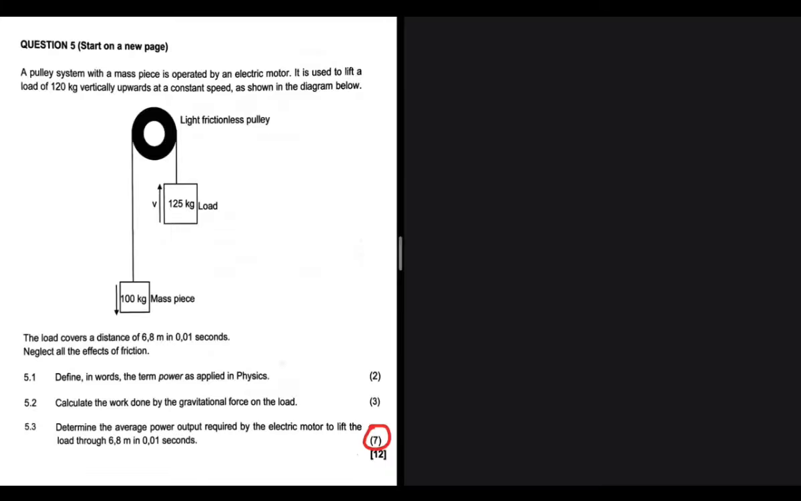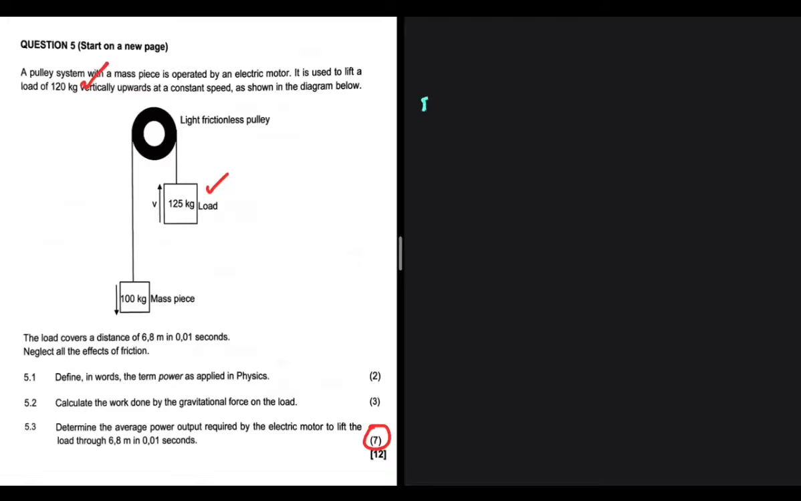So we have a pulley system with a mass piece operated by an electric motor. It is used to lift a load of 120 kgs. Look at this. The load is said to be 120 kgs, and on the diagram, it is 125 kgs. Do you see what I'm talking about? Okay, cool. Vertically upwards at a constant speed, as shown in the diagram below. So they're moving at a constant speed. The load covers a distance of 6.8 meters in 0.01 seconds. Neglect all effects of friction.